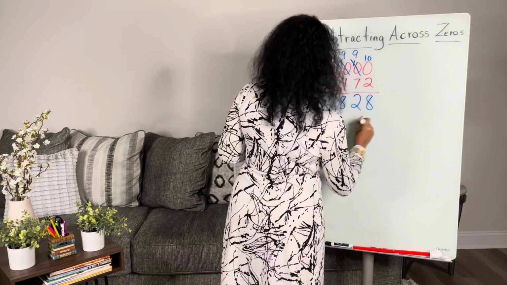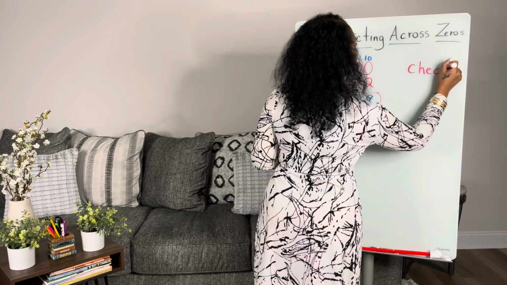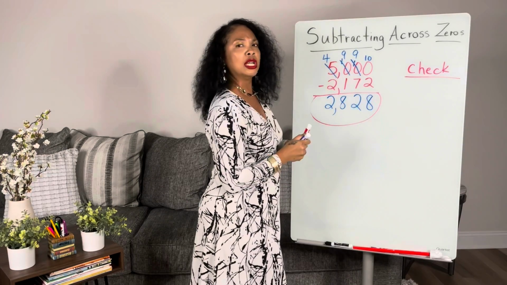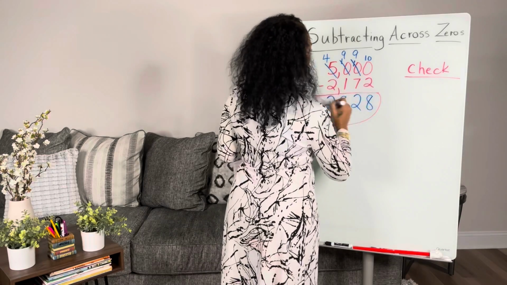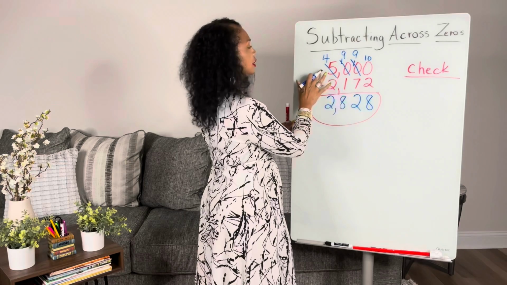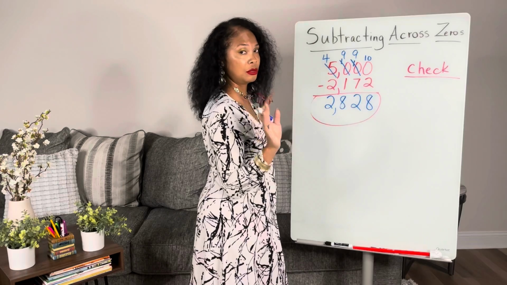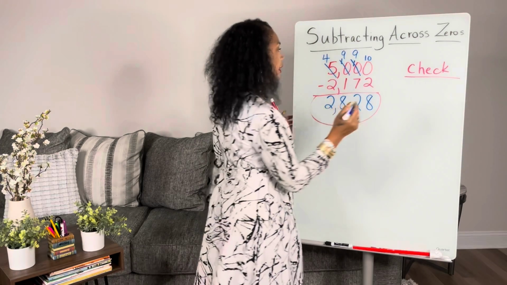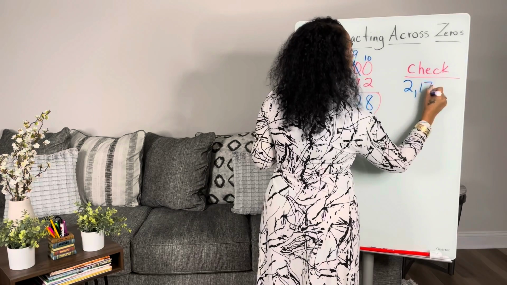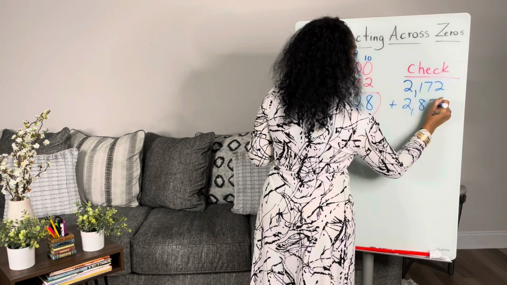But let's do a check. Let's do a check over here. Did we get this answer correctly? Well, let's check. So in order to check, you have to add these two numbers together, and when you add it together, it should equal 5,000. If it doesn't equal 5,000, then we did something wrong along the way. All right? So let's write down 2,172 plus 2,828.